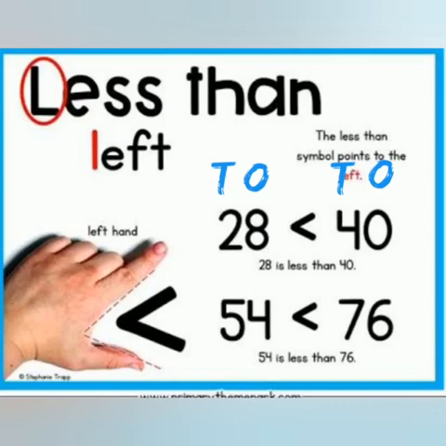Similarly, from 54 and 76, in the tens place, 5 and 7 are there. From these two, which is greater? 7 is greater, which means 76. So, the crocodile mouth opens on 76. Always the crocodile mouth opens on the greater number side.